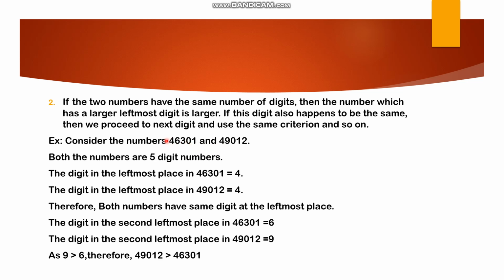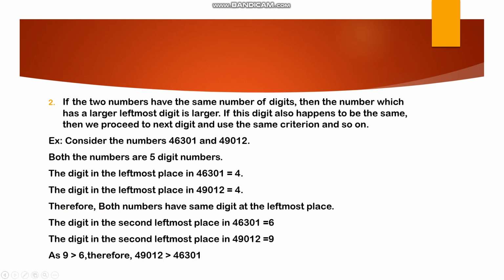So what to do? Yes, check the second leftmost digit. The second leftmost digit is 6 and here it is 9. Which is greater? 9 is greater than 6, isn't it? So which number will be the greater one? Yes, 49,012 is the greater number. So here we can write 9 is greater than 6. Therefore, 49,012 is greater than 46,301.